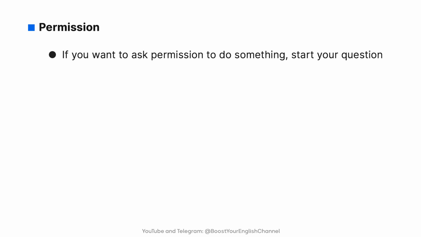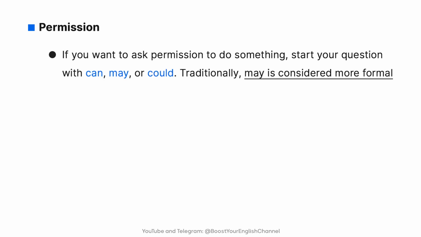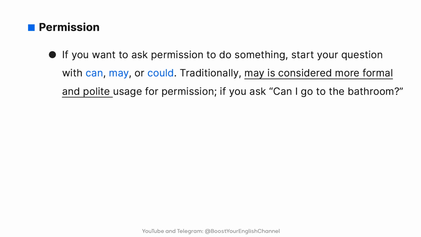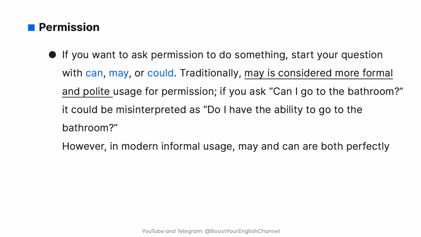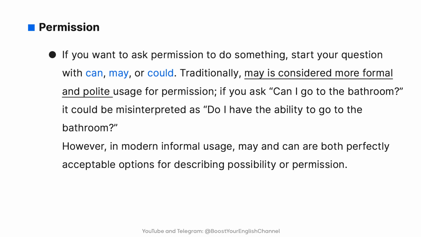Permission. If you want to ask permission to do something, start your question with can, may, or could. Traditionally, may is considered more formal and polite usage for permission. If you ask, "Can I go to the bathroom?" it could be misinterpreted as, "Do I have the ability to go to the bathroom?" However, in modern informal usage, may and can are both perfectly acceptable options for describing possibility or permission.